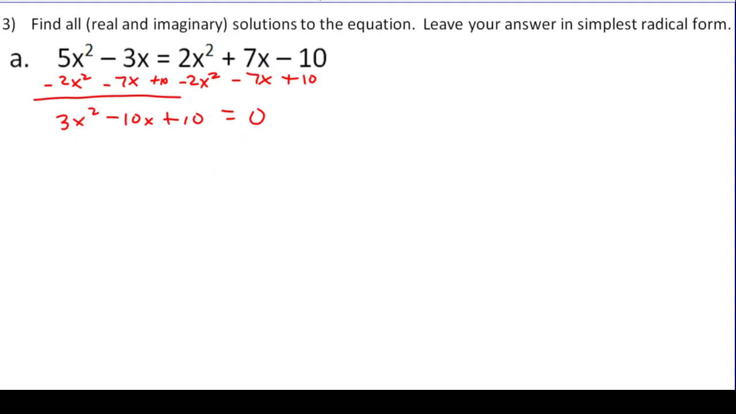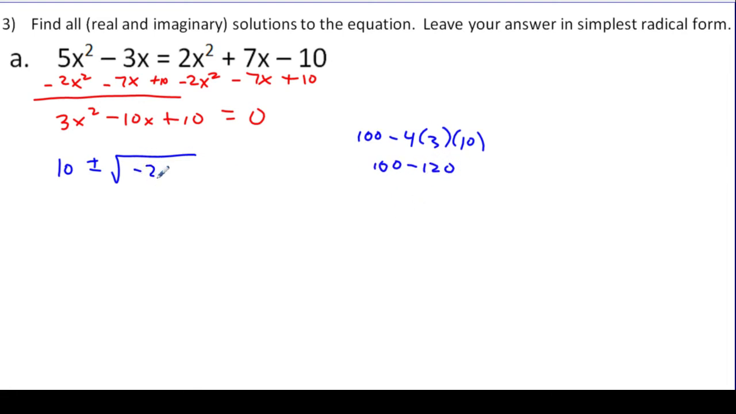Okay, so now I'm looking at this and I'm going to try to do what I did last time. If I can find a GCF, I might be able to divide it away. Unfortunately, there is not one for 3 and 10, so I'm not going to be able to do that. So I'm going to go to the quadratic formula, and I'm going to say this is 10 plus or minus square root of b squared minus 4ac will be negative 10 squared, 100, minus 4 times 3 times 10. That says 100 minus 120, which is negative 20.